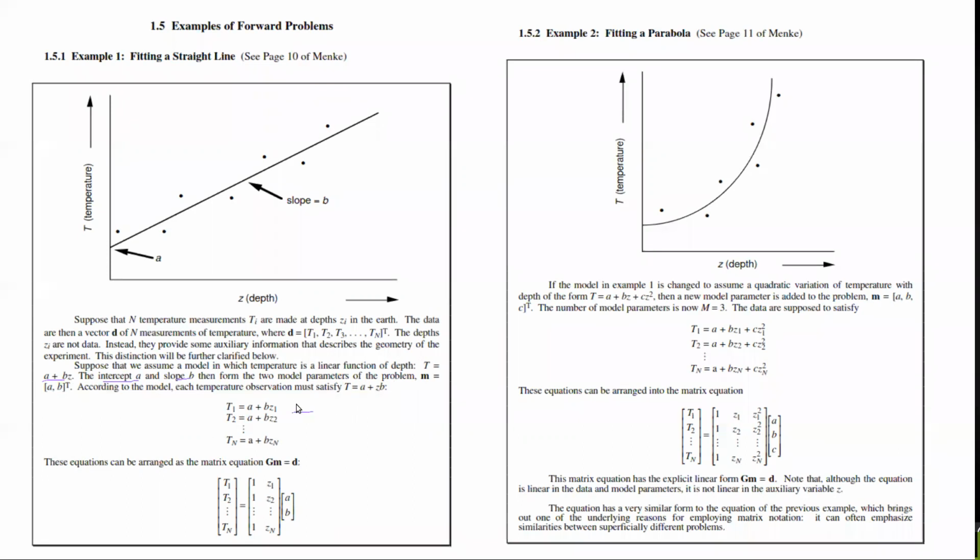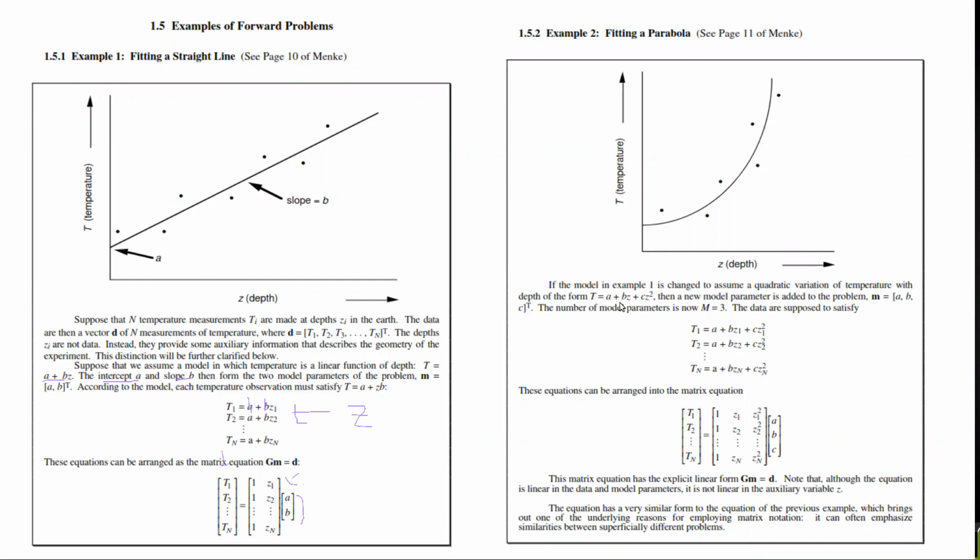So what it means is that given any Z, if we know these model parameters, the intercept and the slope, then we can calculate the temperature. And in matrix notation, this is how it looks. You can see that the two model parameters are here, and this is the data and the coefficient matrix.